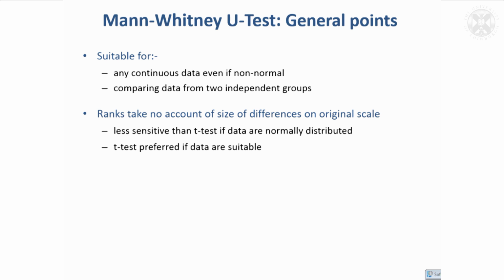I think I've said this already, ranks take no account of the sizes of the differences on the original scale. You're just working with their ranks. And if your data are normally distributed, it is better to do a t-test because you're taking account of the scale of the data. So don't think the Mann-Whitney U-Test is always appropriate, that I may as well always use it because it's never going to be wrong. It'll be less sensitive if you have got normally distributed data. So I'd use the t-test if you can.